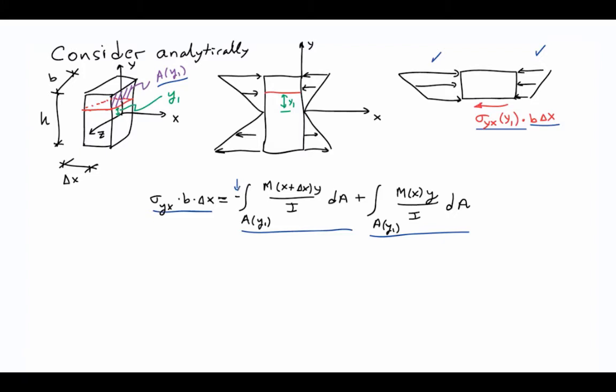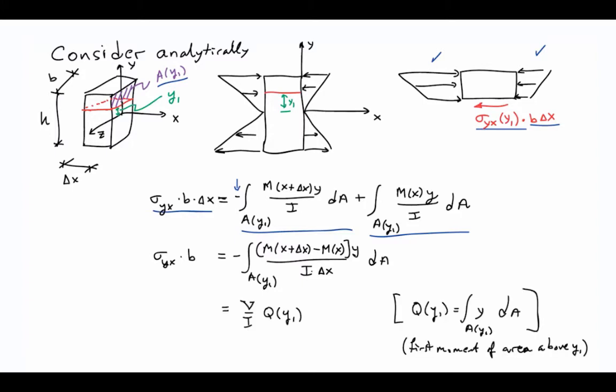Okay, now I can go ahead and divide through by delta x, and if I do that I'm going to get an expression in the integrand that starts to look quite a bit like the derivative of M with respect to x, which we happen to know is equal to minus the shear force. So that's going to come in nicely. So let me go ahead and take the limit. If I take the limit, I'm going to get the final expression that sigma xy times b is equal to V over I times Q of y1.